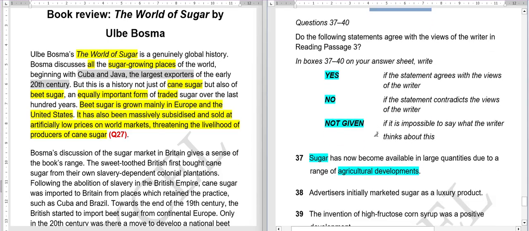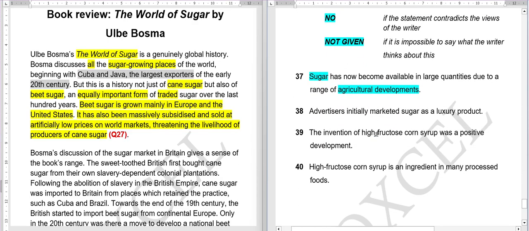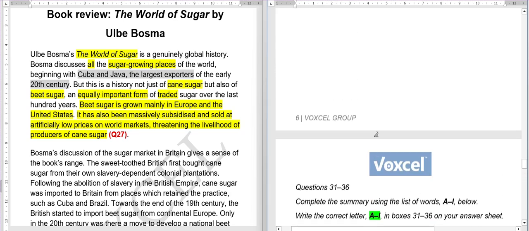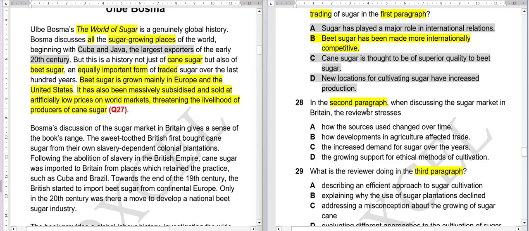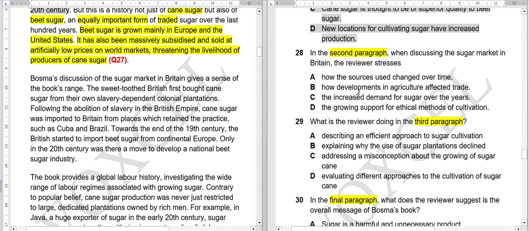Clear? And for this, is there any mention of agricultural developments? No, there is no mention of that either. Now, let's move on to the 28th question. In the first paragraph, only the 27th was present. In the second, we know the 28th will be there.